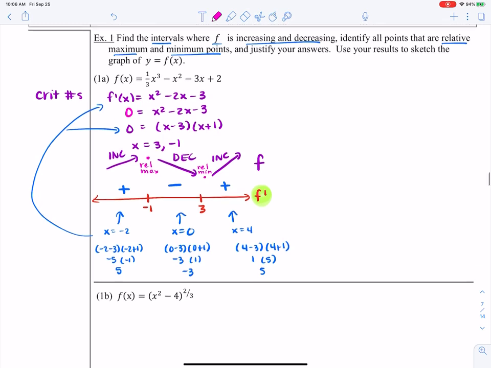Now this problem asked me to answer multiple things. Number 1, it asked, where is f increasing and f decreasing? So let's answer that based on our sign chart. I can tell that f is increasing from negative infinity to negative 1, and also from 3 to infinity. F is decreasing on the interval from negative 1 to 3.